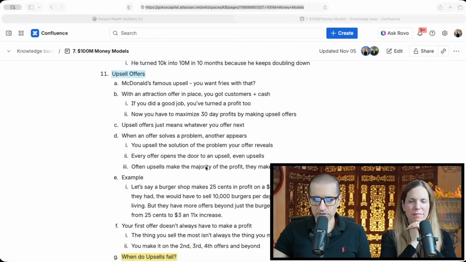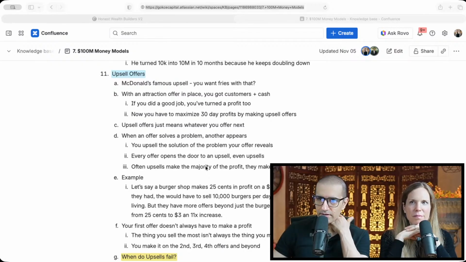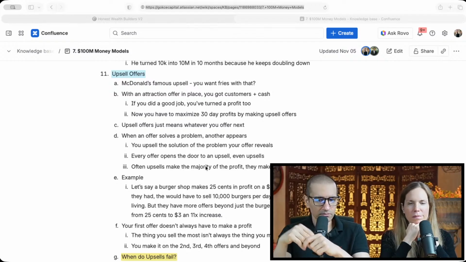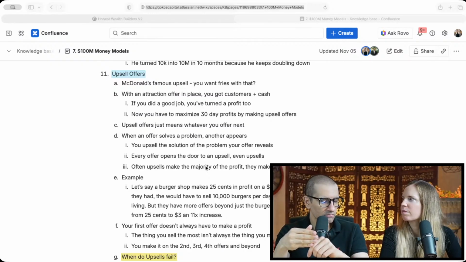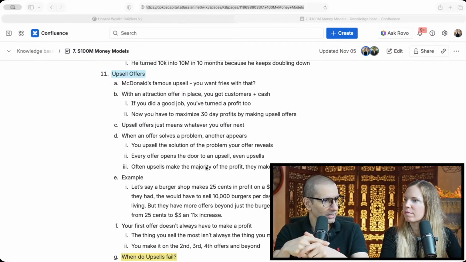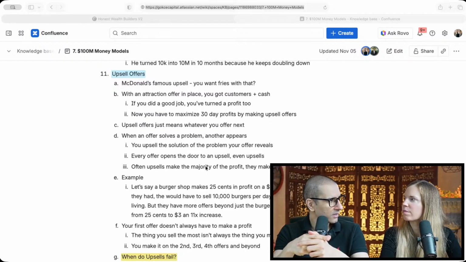I'm just going to open notes on my side as well so I can refer to them. All right. So what are upsells? He starts by saying, McDonald's famous upsell, right? You want fries with it, because McDonald's doesn't make a lot of money from the burgers. They make most of the money through upsells, by upselling fries, chicken nuggets, apple pies, ice creams, and so on and so forth.